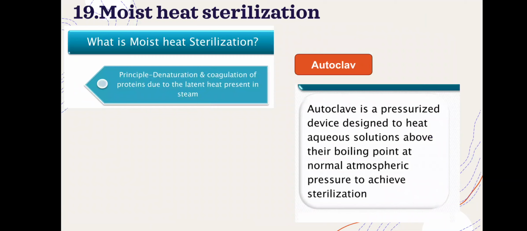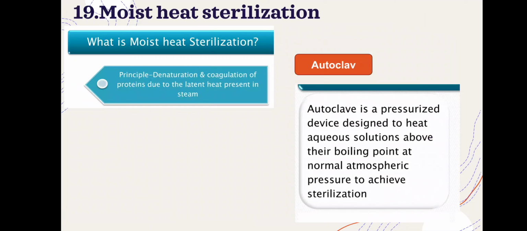Principle: denaturation and coagulation of the proteins due to the latent heat present in the steam. With the help of the heat in the steam, we are heating the products so that the products can be free from contamination. Autoclave: it is a type of moist heat sterilization.